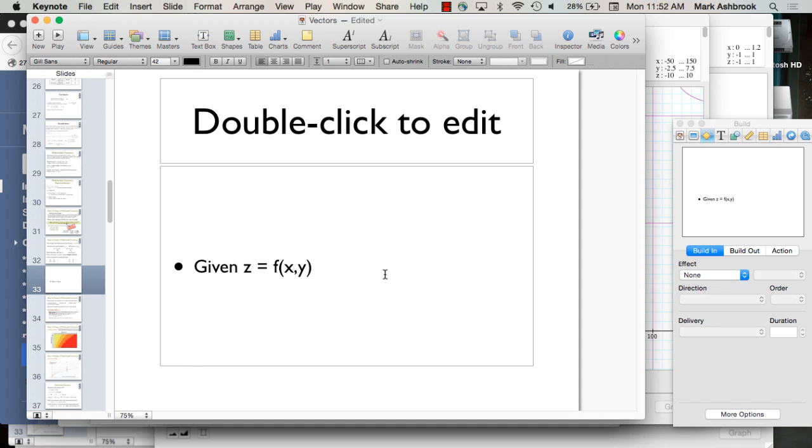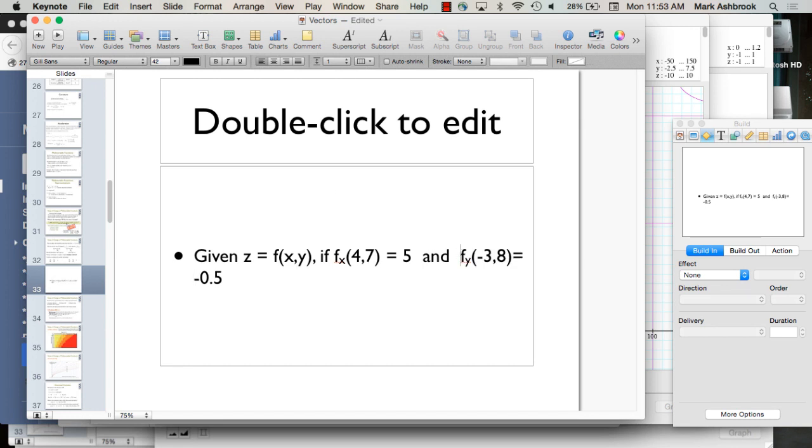So given z of x and y, if f_x of (4, 7) equals 5, f_y of (-3, 8) equals -0.5.